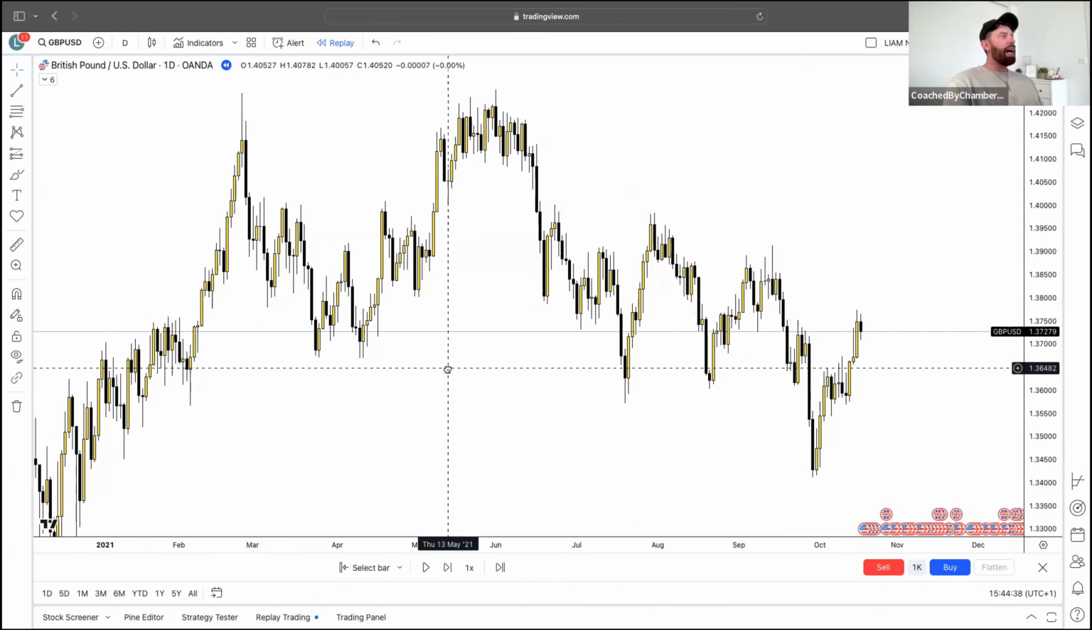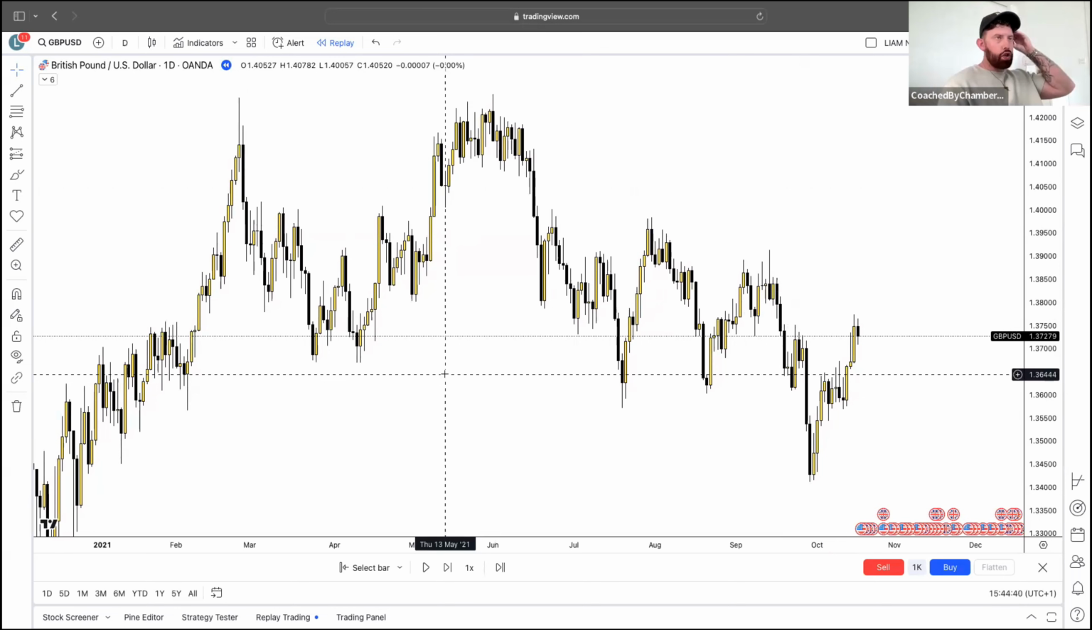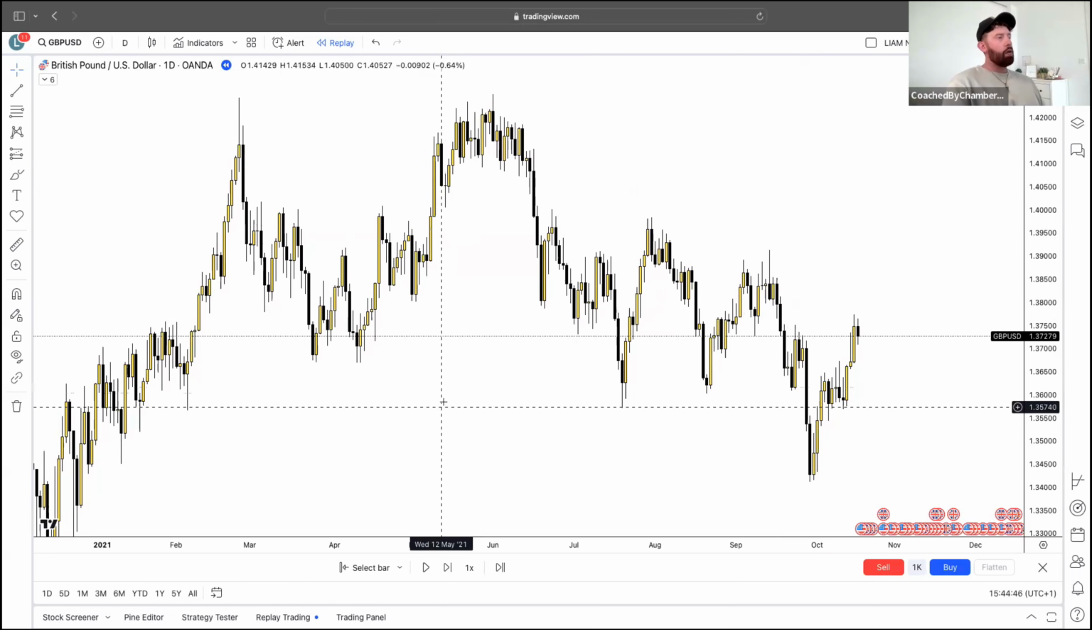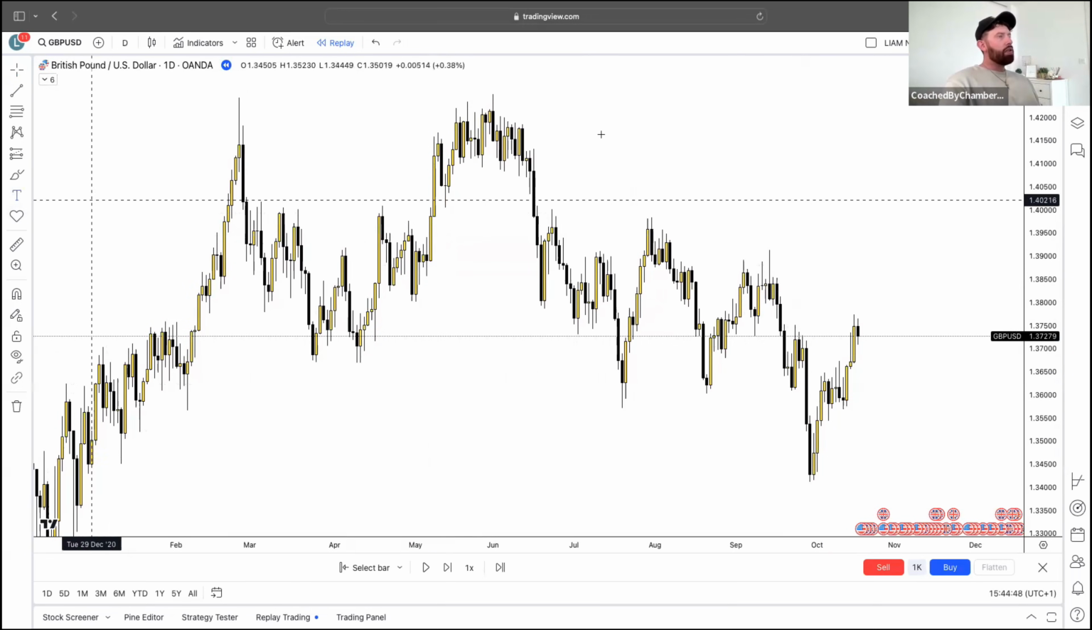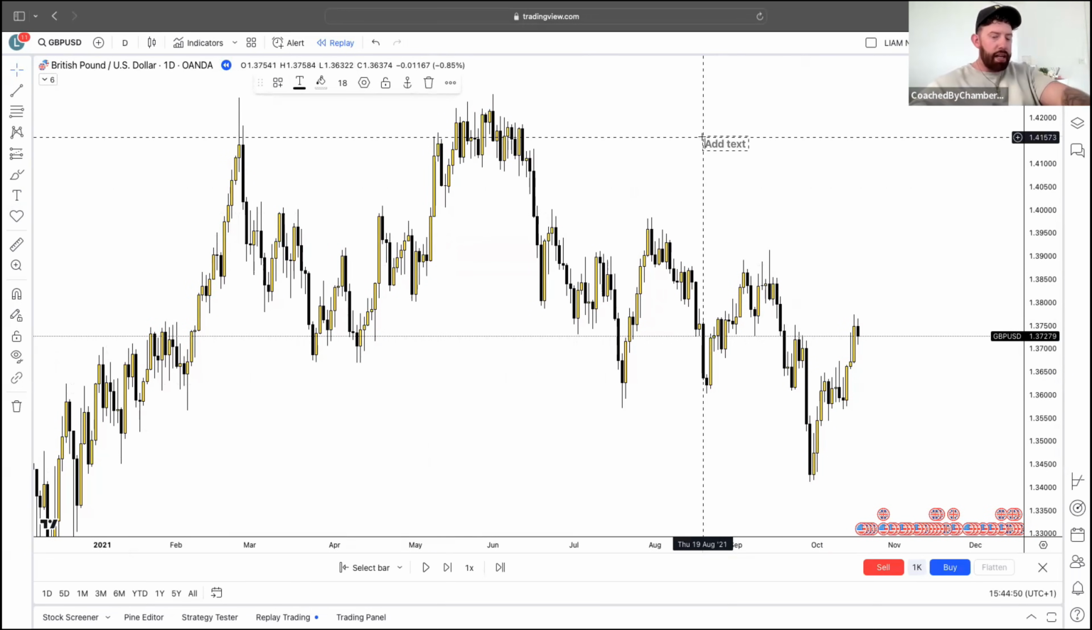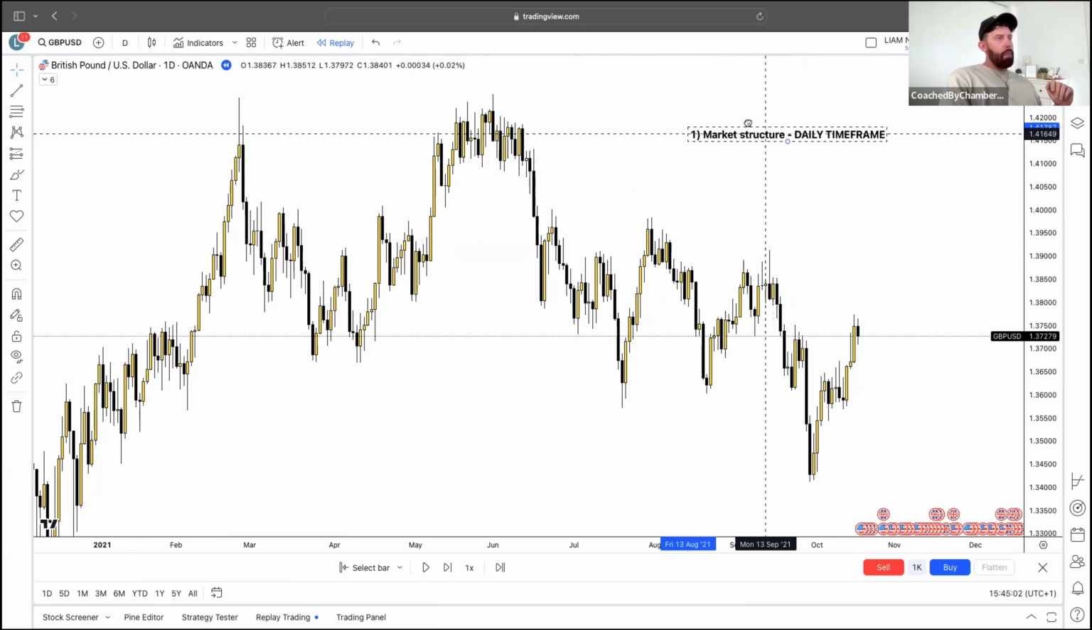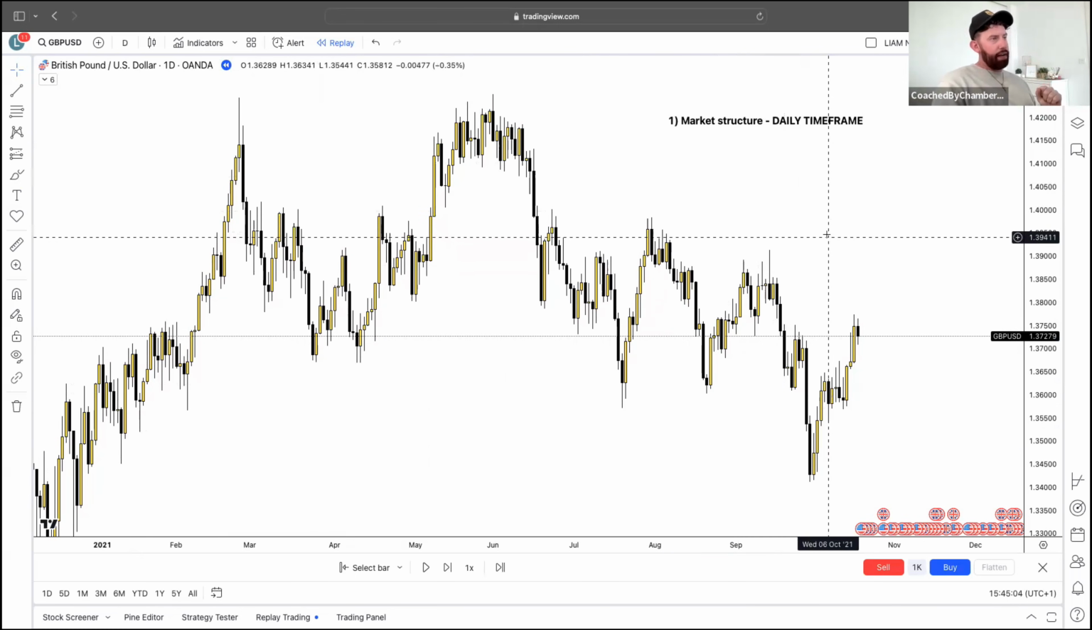Okay, so the first thing that I always want to do is make sure that my higher time frame analysis is my priority when I get onto the charts every single morning. So I want to start off with understanding what the market structure is doing on the daily time frame. Let me just write this down. Step number one is market structure on the daily time frame.